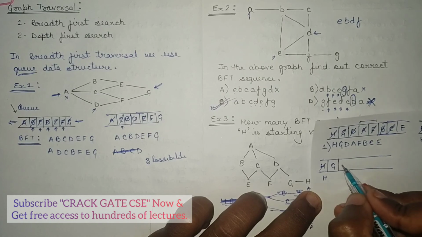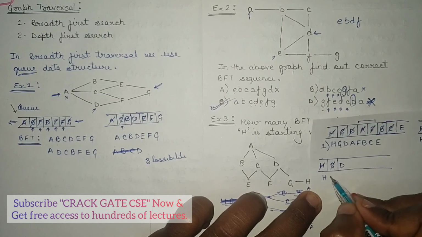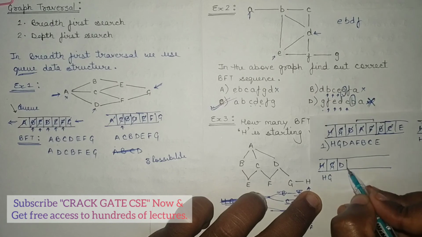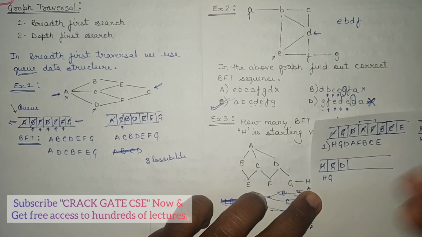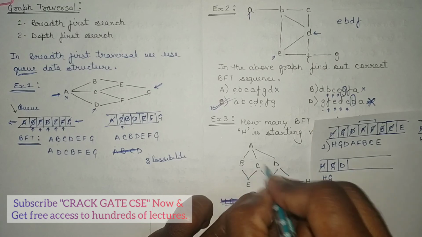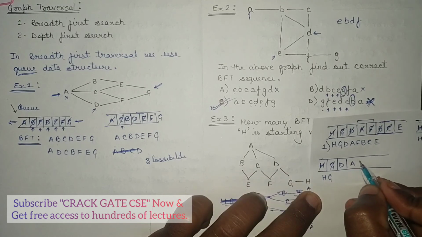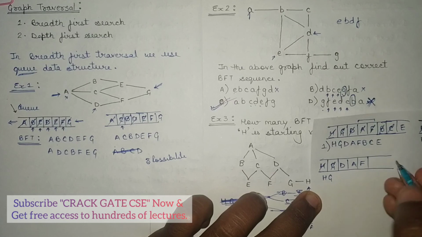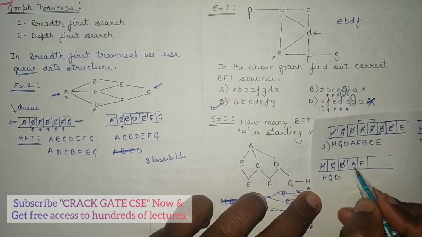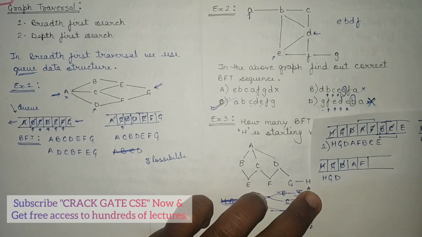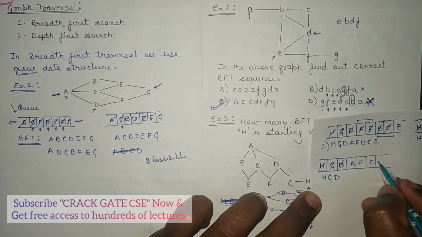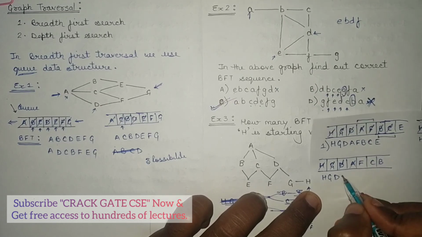What are the adjacent of G? D. So G will be deleted and printed. What are the adjacent of D? A and F. A and F are already done, but to find the other sequence we have the possibility of B and C, so I'm taking A and F. So D will be deleted and printed. What are the adjacent of A, B and C, which is already explored, so this time I'll reverse them like C and B. So A will be deleted and printed.